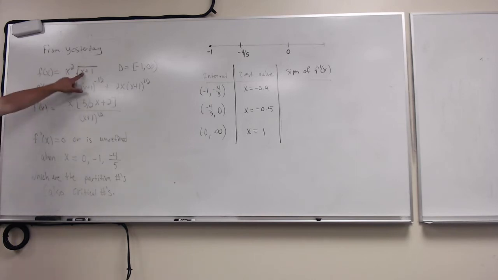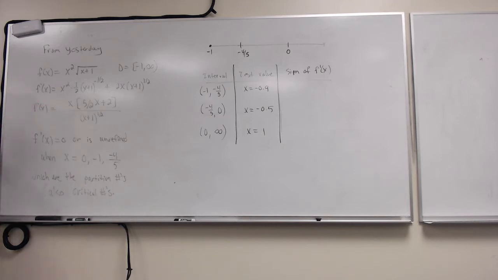Notice you can plug -1 in and get 0. It's okay to take the square root of 0. If you tried to plug anything less than -1 into this, like -2, you'd be trying to take the square root of a negative number. So I took a derivative using the product rule, and we went through the algebra and simplified our derivative, and I got x times, in parentheses, 5/2 x plus 2, and in the denominator I got x plus 1 to the 1/2.